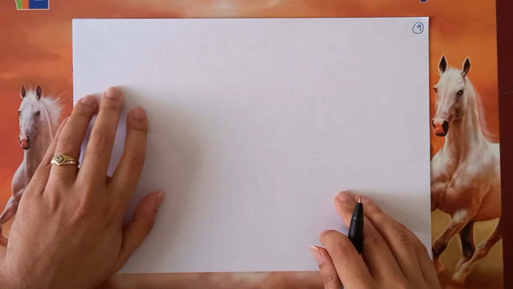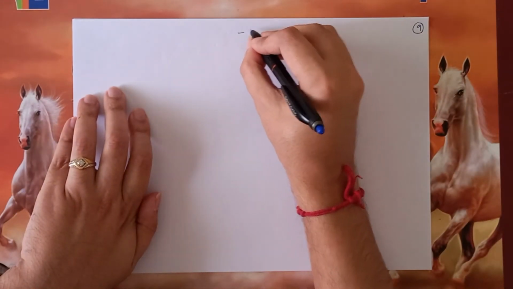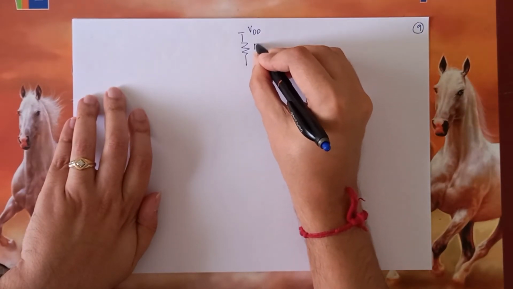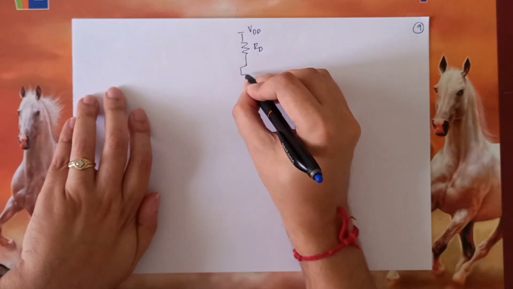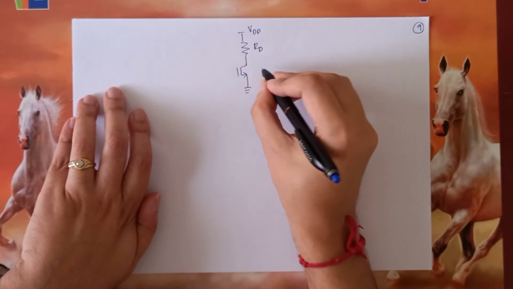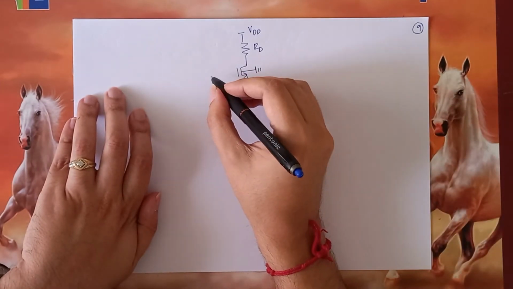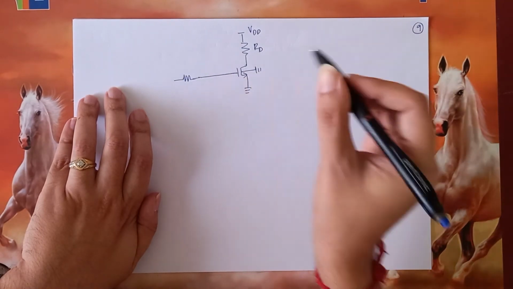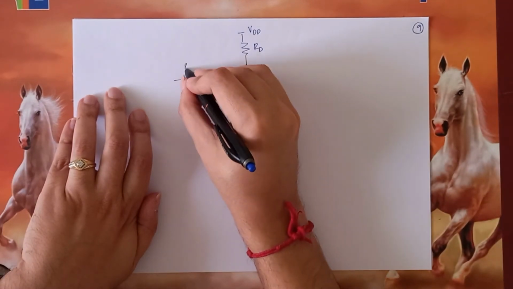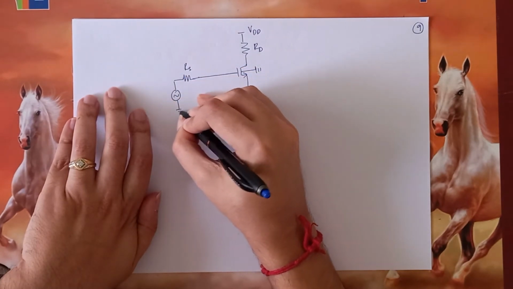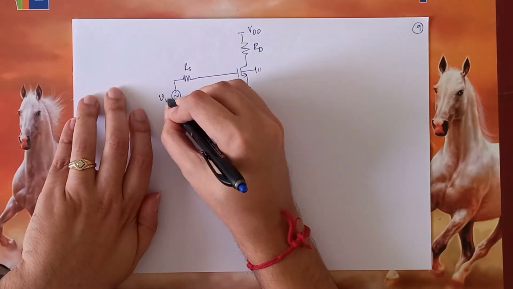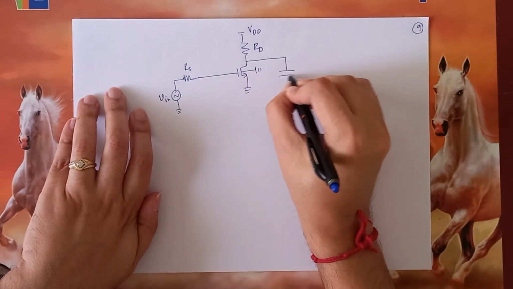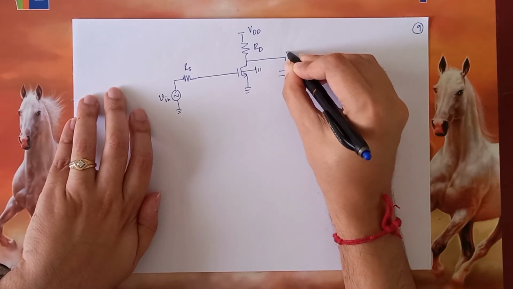So let us say I have a MOS amplifier, a common source amplifier, some VDD, I have an RD which is biased for the source, the body is grounded. Let us say I have an impedance over here, Rs, in series with the source. Let's call it V in, and then the output is taken across a load capacitor CL.